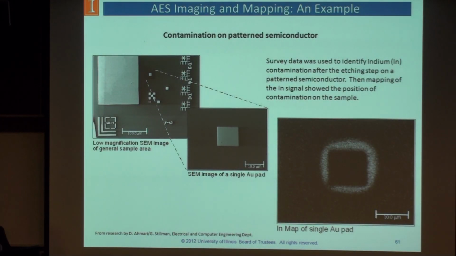Here's another example of semiconductor processing, trying to determine the success of an etching process. This group was trying to make little indium or gold pads and then look for indium left behind from the etching step. One of the pads was imaged, and then jumping from SEM mode to Auger mapping mode, they're able to see some indium deposited around the pad, suggesting that the etch worked pretty well in the flats, but there's still a little residue around the edges. That would indicate failure of the process and the need to modify their procedure.